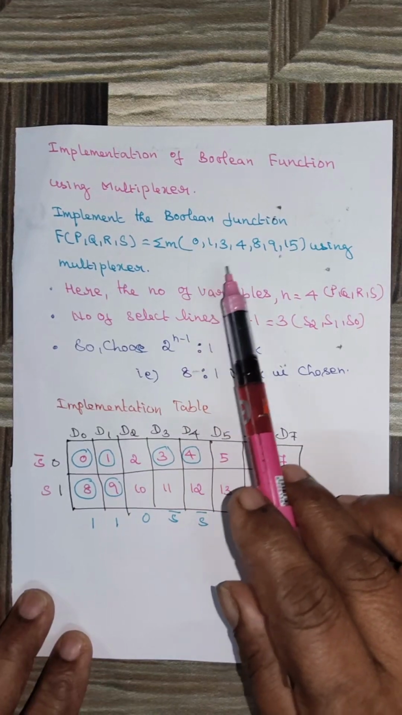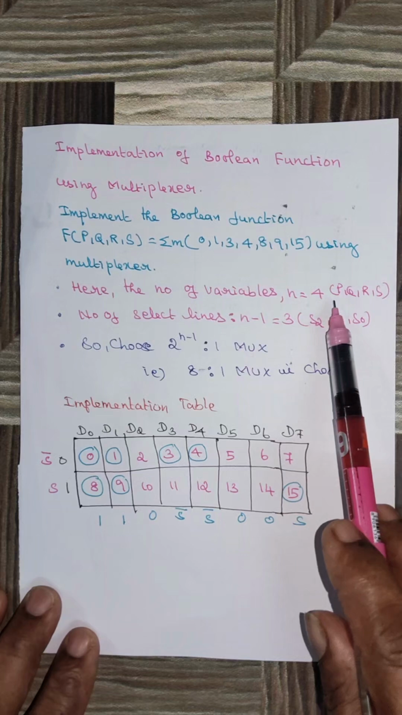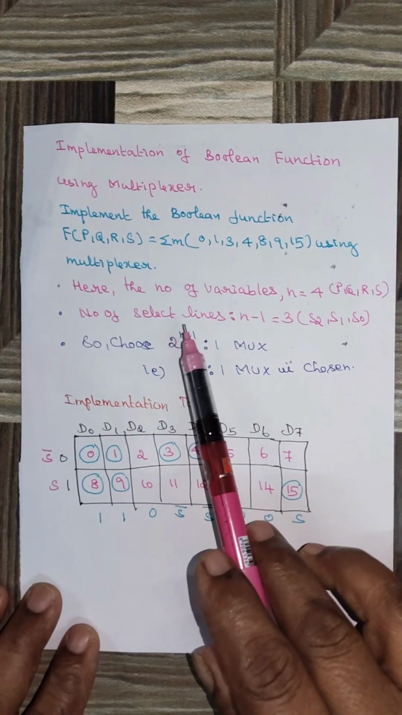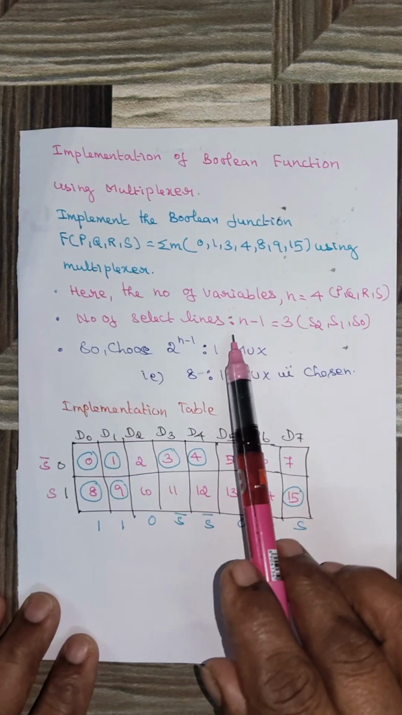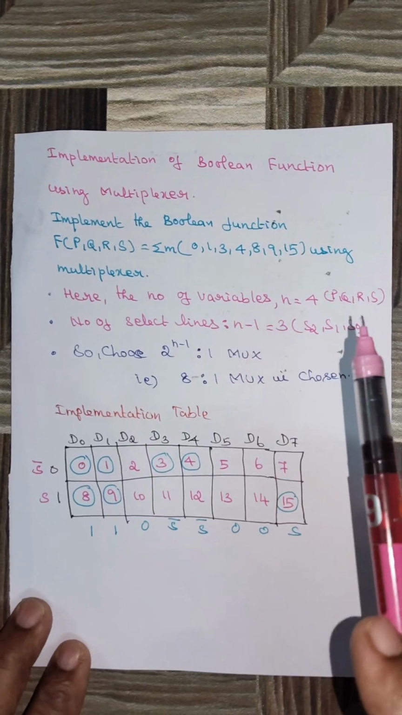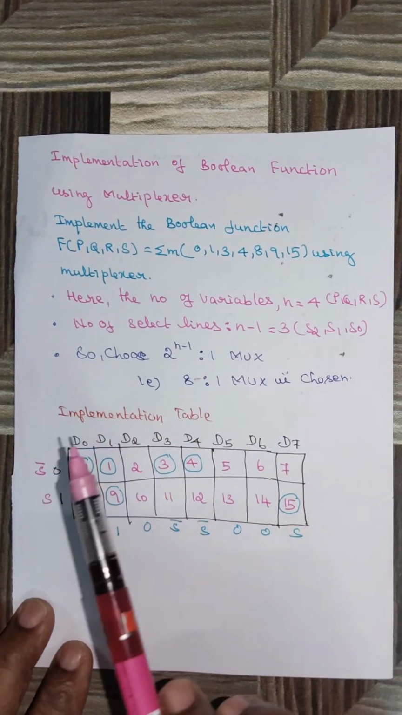Here the number of variables present in the function, n, is equal to 4, because the variables are p, q, r, s. So we need three select lines, because the number of select lines can be n minus 1. So the three select lines are taken as S2, S1, S0.